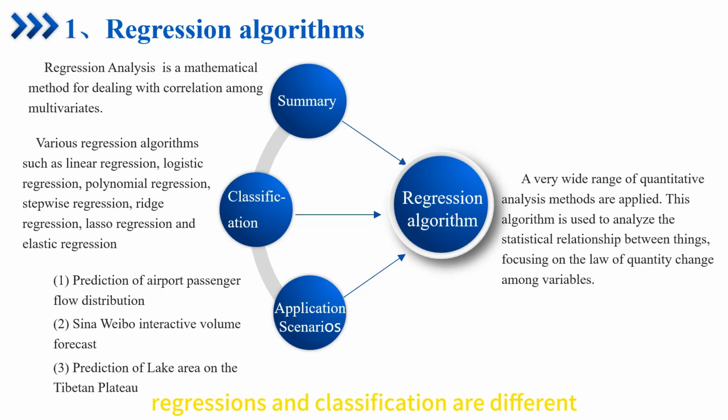Regression and classification are different mainly because of their output variable types. Classification outputs discrete labels, while regression outputs continuous numerical values. Many algorithms have both regression and classification versions. In this part, we will see the commonly used algorithms in regression analysis.